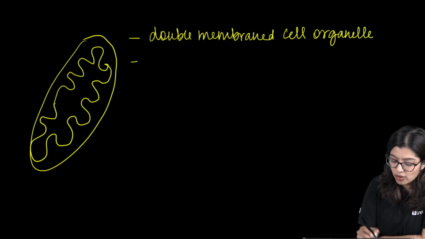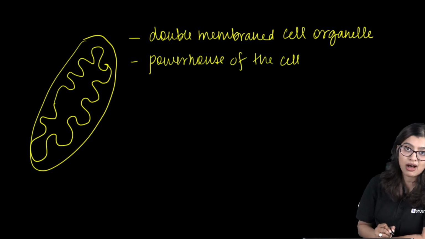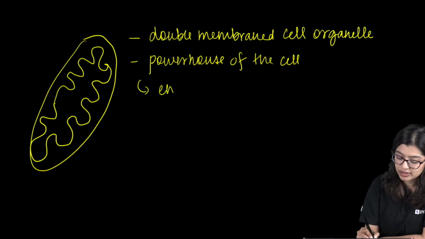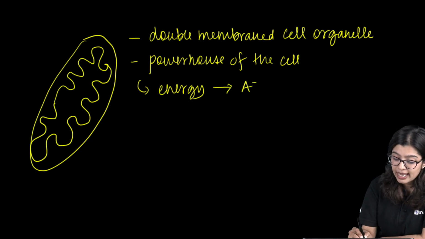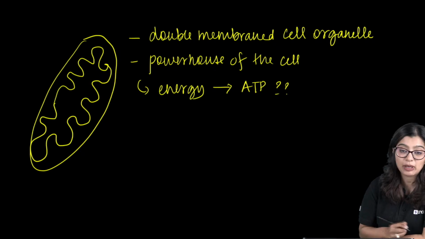Now, what is the main role? Often mitochondria is called the powerhouse of the cell. Why? Because this particular cell organelle is responsible for producing energy. Energy is produced in the form of ATP. Now, where exactly is this ATP produced?